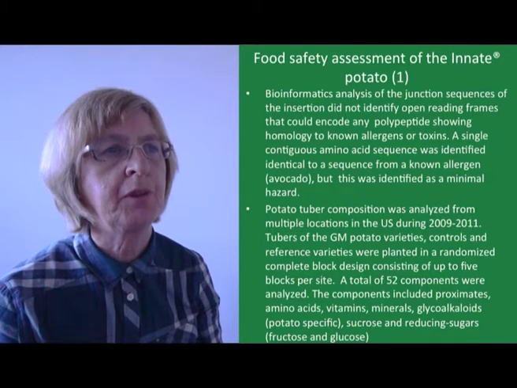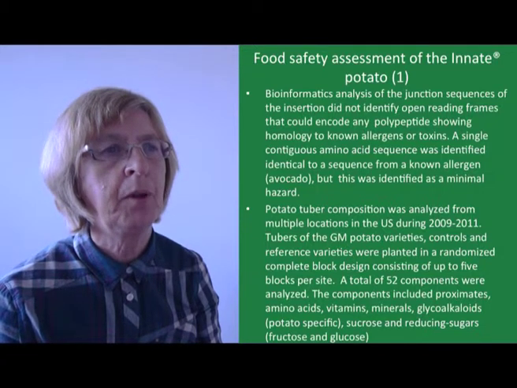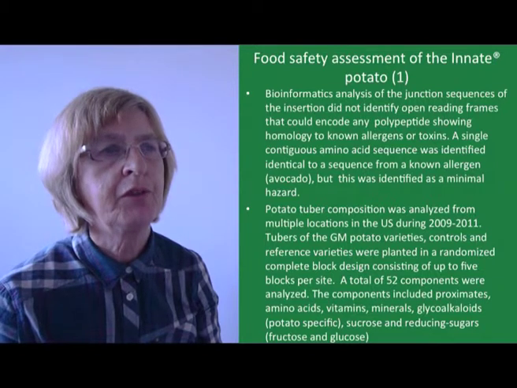Then, potato tuber composition was analyzed from multiple locations in the United States during the years 2009 to 2011. Tubers of the GM potato varieties, controls, and reference varieties were planted in a randomized complete block design consisting of up to 5 blocks per site. A total of 52 components were analyzed according to the OECD recommendations for potato. The components included proximates, amino acids, vitamins, minerals, glycoalkaloids, sucrose, and reducing sugars.